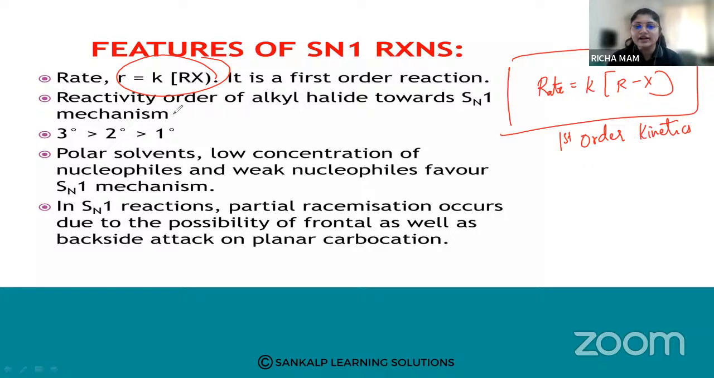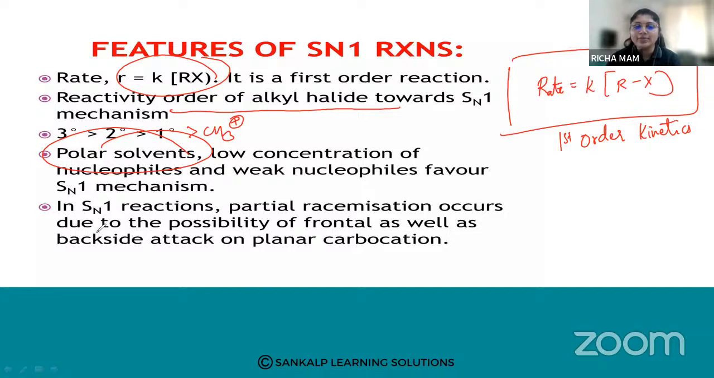Then we have discussed the reactivity of alkyl halides: tertiary is more reactive than secondary, then primary, and then methyl. Then, polar solvents, usually low concentration of nucleophiles and a weak nucleophile, favor the SN1 mechanism. Because of the presence of polar solvents, the concentration of the nucleophile will be low, and as a result, it will favor the SN1 mechanism.